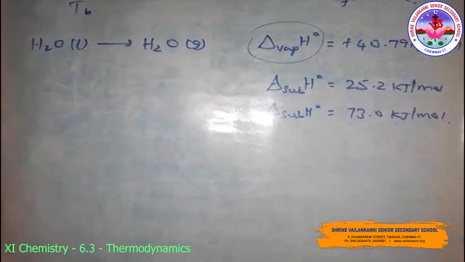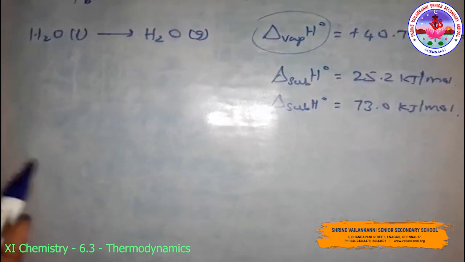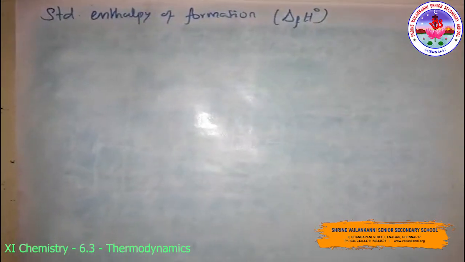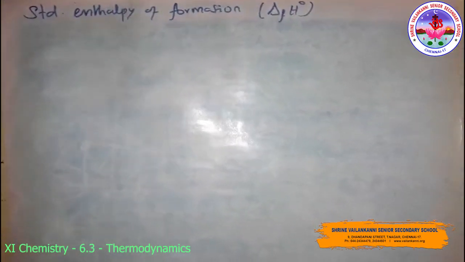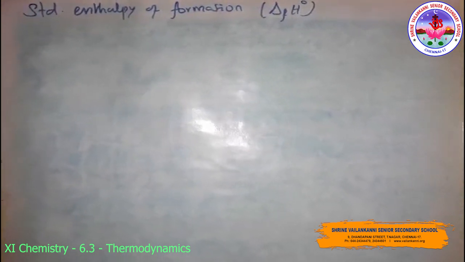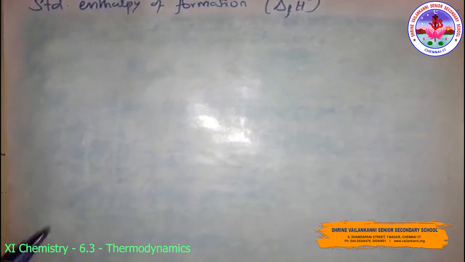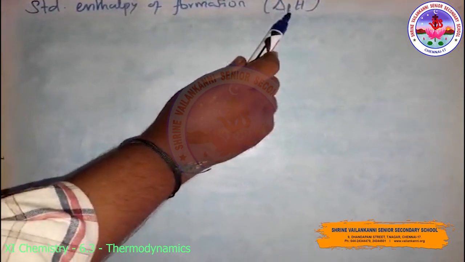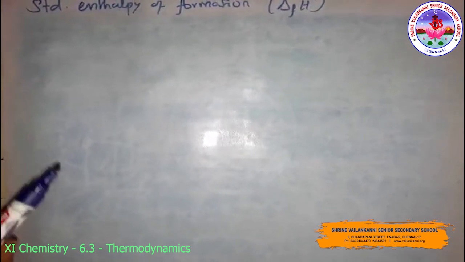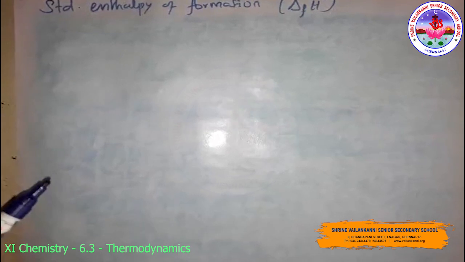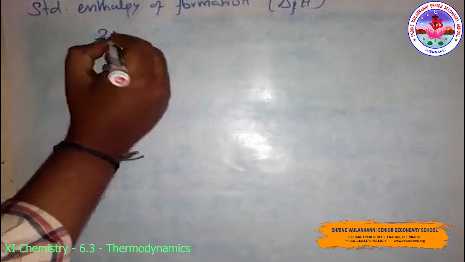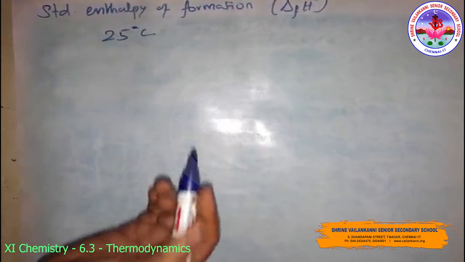Okay. Then standard enthalpy of formation. The standard enthalpy change for the formation of 1 mole of a compound from its elements in their most stable state of aggregation is called the standard molar enthalpy of formation. This is the symbol. Here, the reference state of an element is its most stable state of aggregation at 25 degree Celsius and 1 bar pressure.